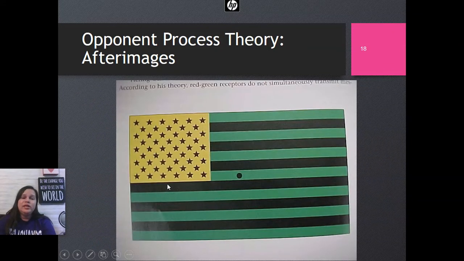One of the ways that we can see the opponent process theory in action is through afterimages. We're actually going to do this in class, but if you want to do it right now, you could. If you were to stare at this flag, and we'll do it in class for a full minute, directly on that dot, you would see an afterimage when you switch your focus to something else. And we'll use a white screen, but really you could see it anywhere. But what will happen is everything will go to the opposite color.